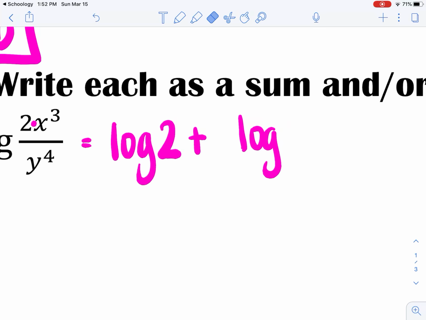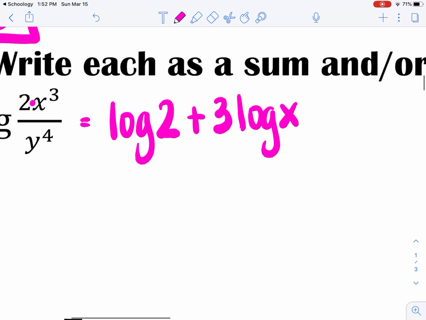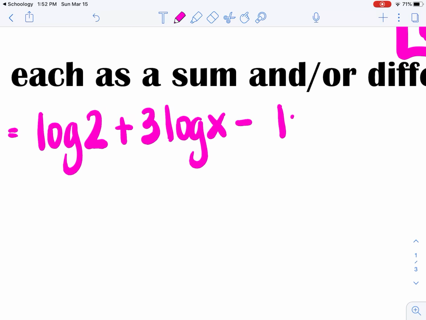So I do that in 1 step. I'm going to change that to x, and I'm going to bring the 3 in front of that log. Now I have y to the 4th in my denominator, so I can split that into its own log, but it's subtracted. So minus common log of y to the 4th power. Once again, I'm going to get rid of that 4th power, and I'm going to put it in front of that logarithm.